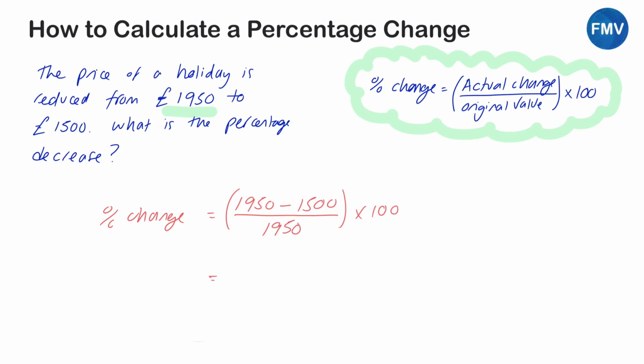So let's do that. And we get 23.1% to one decimal place. And again, that is a decrease. Reinforcing the formula, the actual change is the difference between the two prices divided by the original value. That's the amount you start with, and then we multiply by 100 to get the answer we're looking for, remembering to put increase or decrease on the end. Okay, let's do another one.